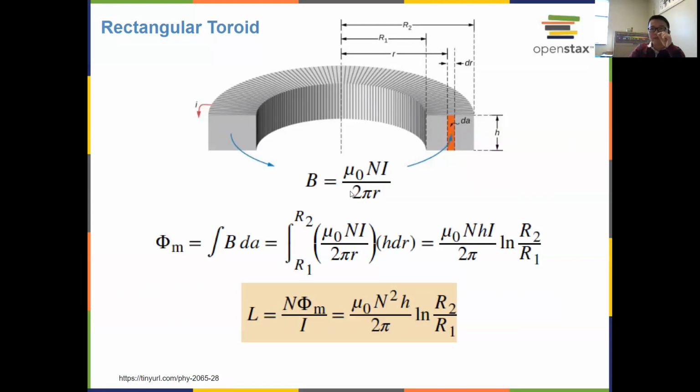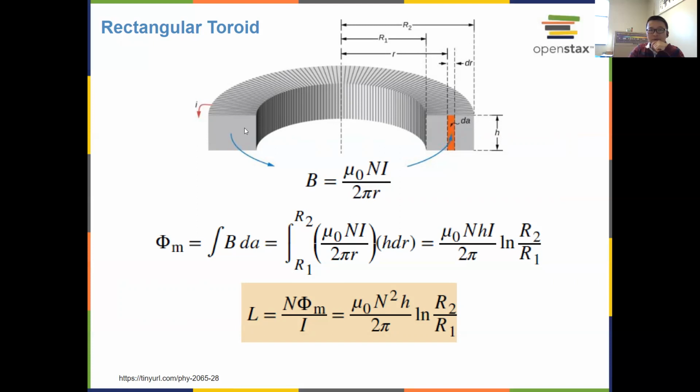Where you do the integration of B dl through the whole thing, that's equal to mu naught times I enclosed. I enclosed will be N, the number of turns, times I. So then you get this. The flux through this area you can calculate: the integration of B times dA, and B is a function of r. So then you integrate that.